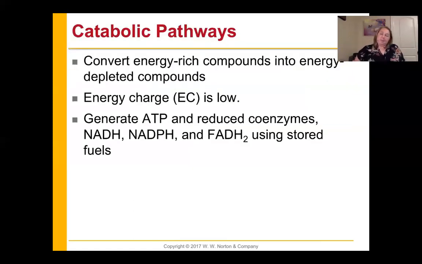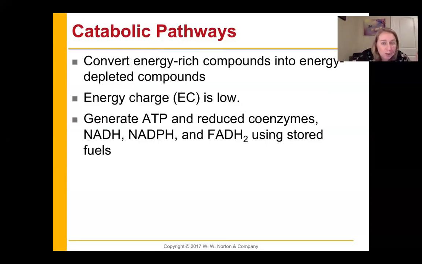So the other thing that your body has to be able to do is catabolic pathways. We have to be able to convert energy-rich compounds into energy-depleted compounds, so like waste. And so when we do this, our energy charge is low, right? So think about heterotrophs. What do we use as our energy-rich compounds? We use carbs, we use lipids, we use proteins, right? We use all of those to get our ATP. So we're going to generate ATP. So our energy charge is low.